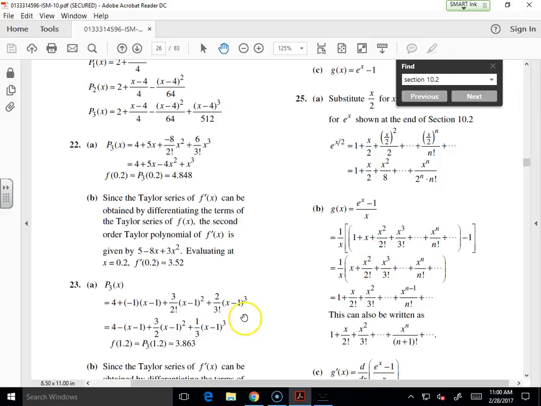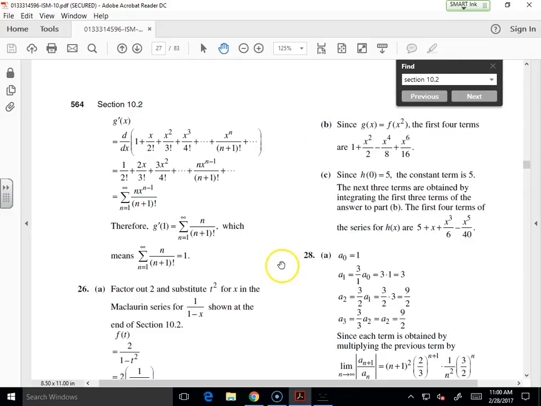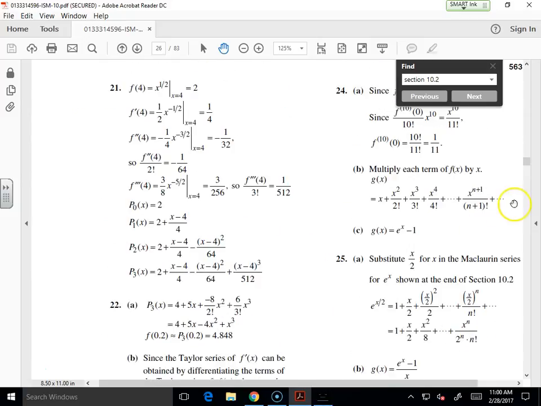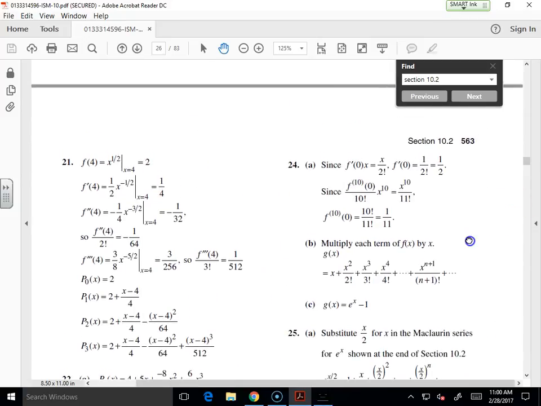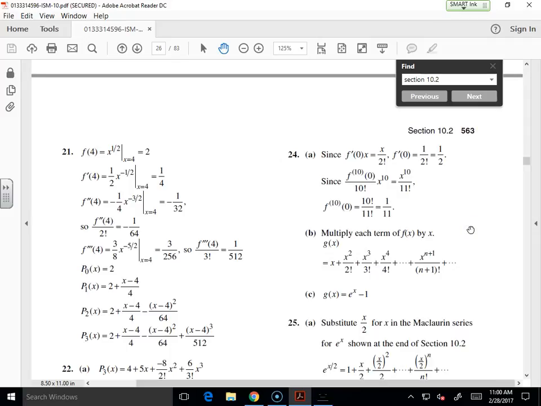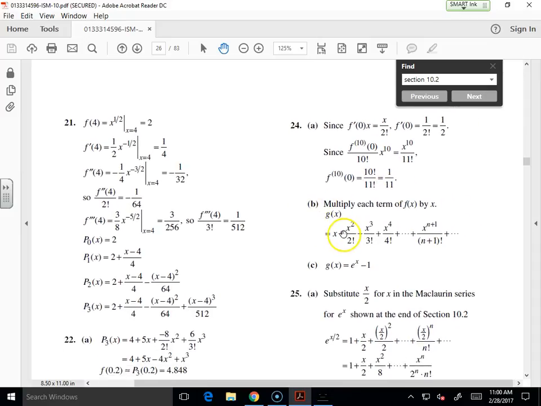What's the next number? 24. Where is it? It's up there. For 24A, you would have had to locate the appropriate term or find the pattern. The pattern's probably the easiest one. I think we started this one together. We actually did it together. So the 10th derivative ends up being 10 factorial over 11 factorial, long story short, 1/11th, which is the pattern that we found. For letter B, just multiply the series by x, and so everything just pops up one.